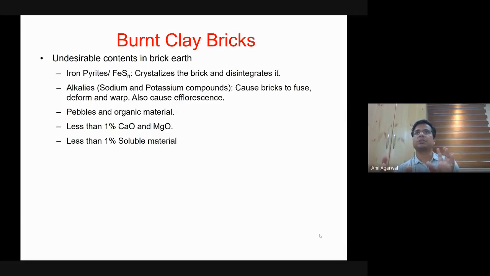Any organic material, of course, is not desirable, because organic material will burn when you put it in the kiln, and it will leave a cavity inside after burning, and that cavity will be the weak spot. Okay, too much of CaO and calcium and magnesium oxides are not good. Any soluble materials are not good. What happens with soluble materials? If there are any soluble materials, let's say there is some kind of a salt that is soluble, what is the harm with that?